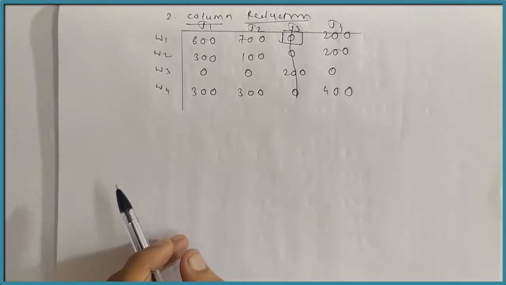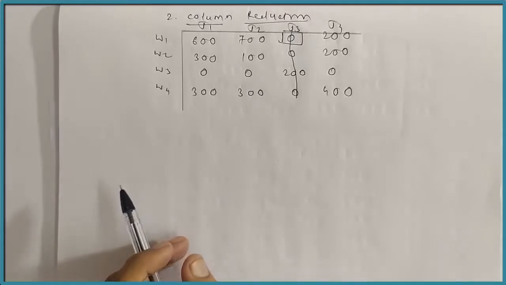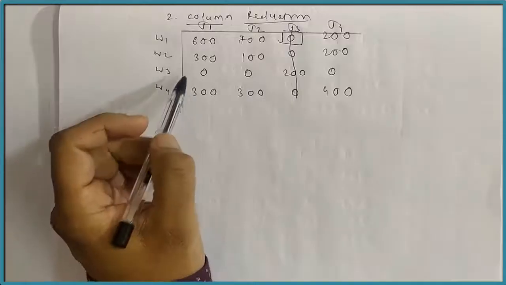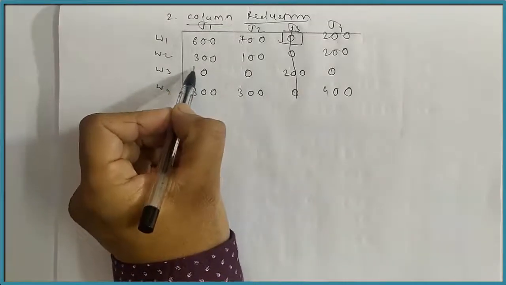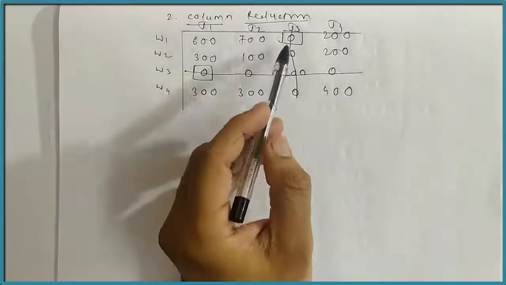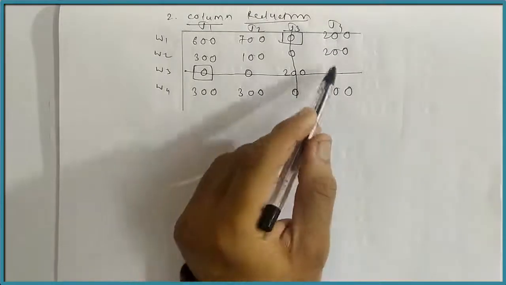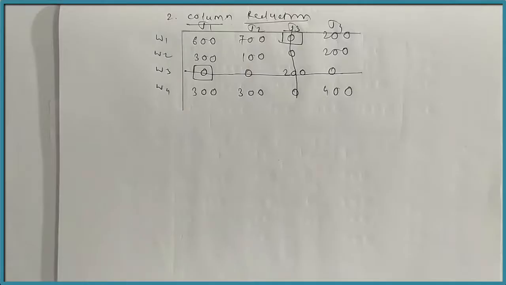In the column scanning, start from the first column. If the column contains exactly one 0, mark a square around it and draw the horizontal line passing through that 0. Otherwise skip that column. In the first column only one 0 is there. Therefore we will mark a square around it and draw the horizontal line. In the second column there is no 0. In the third column the 0 is deleted, and in the fourth column one 0 was there but that 0 is deleted, therefore no 0. Now after these lines, count the number of lines.